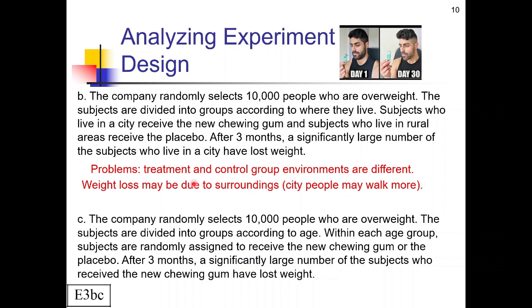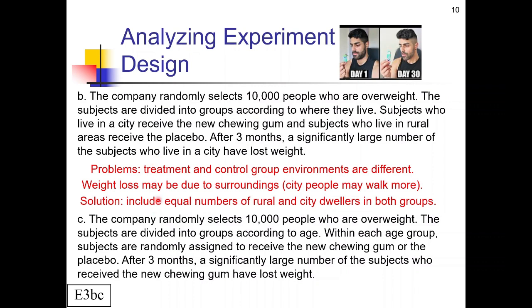But to speak to this environmental issue, one solution would be to include equal numbers of rural and city dwellers in the two groups that you're observing. You don't actually have to make them move, but maybe just give half the people in the cities the chewing gum and half the people in the rural areas the chewing gum, and half not get it.